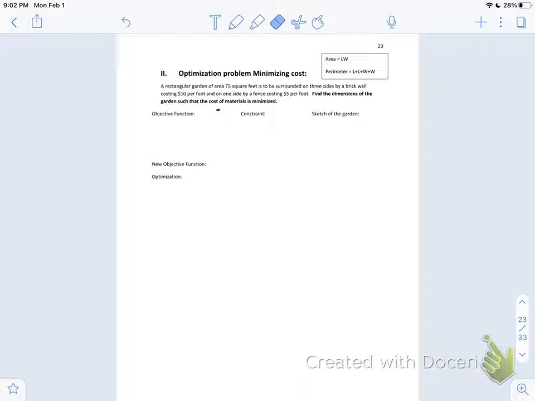Okay, so what's my constraint? I know that my area has to be 75. So 75 has to equal x times y. Okay, that's my constraint. So let me think about this garden. So look what I have. If this is going to be my y, and this is going to be my x, this is y, this is x.